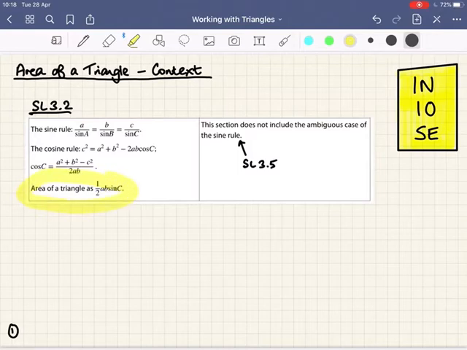It also says in SL 3.2 that this section doesn't include the ambiguous case of the sine rule. Well, we're going to look at that a little bit in this particular video, and we'll look at it later. But this is part of SL 3.2 and a little bit of SL 3.5.